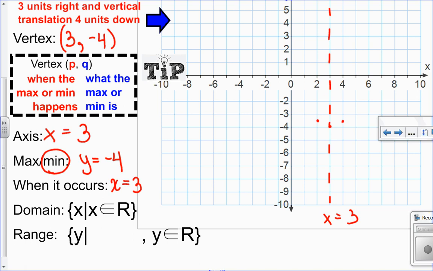So remember the domain for every single parabola, that white glove notation, the set of all x such that x is an element of the reals. The range, since I have a minimum, is the set of all y such that y is greater than or equal to -4.